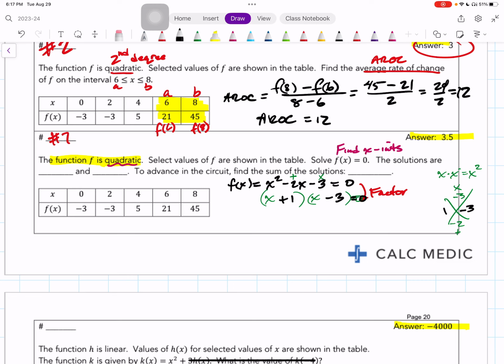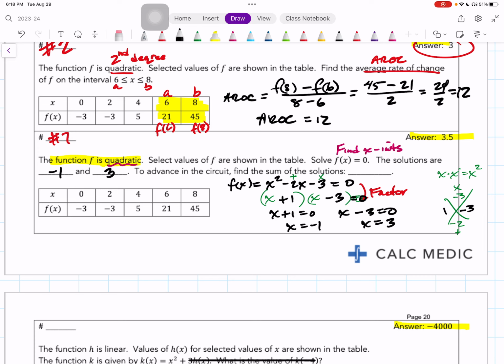This is equal to 0 now, so one of these binomials has to be 0. You've got to set both equal to 0 and solve them. What number plus 1 is 0? Well, you better know it's negative 1. You're in pre-calc. And then what number minus 3 is 0? Well, it better be 3 because 3 minus 3 is 0. So these are the answers: negative 1 and 3. Those are the x-intercepts.